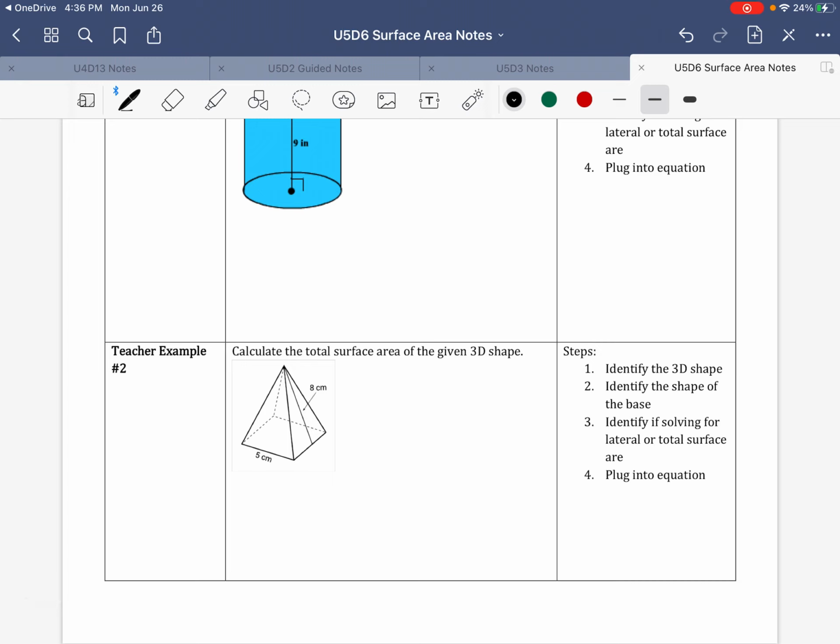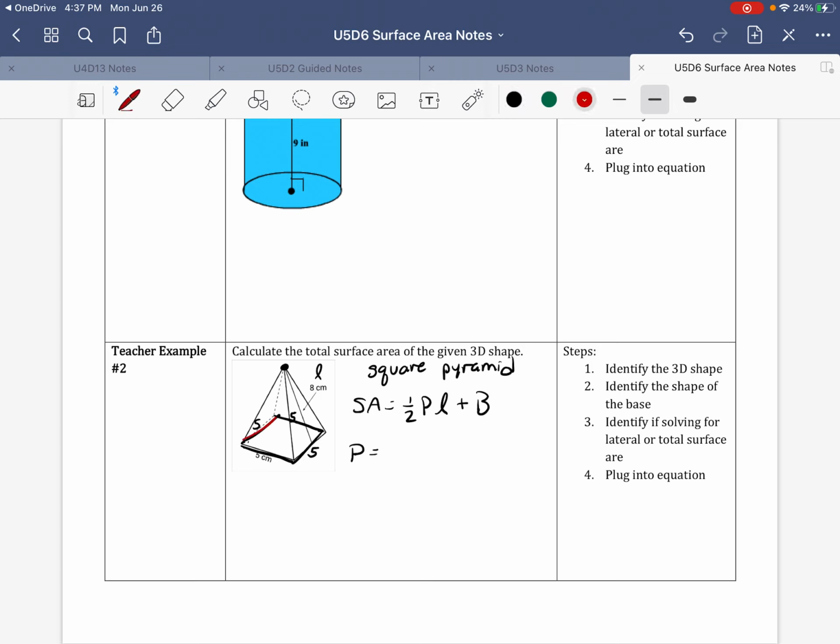Teacher example number 2 asks us to calculate the total surface area of this given 3D shape. So here again, I can see that I have a square, 5, 5, 5, 5, and then my slant height here is going to be 8. So I know that this is a square pyramid, because I have one base and it comes up to a singular point. So our surface area equation for a pyramid is 1/2 perimeter times the slant height plus the area of our base.